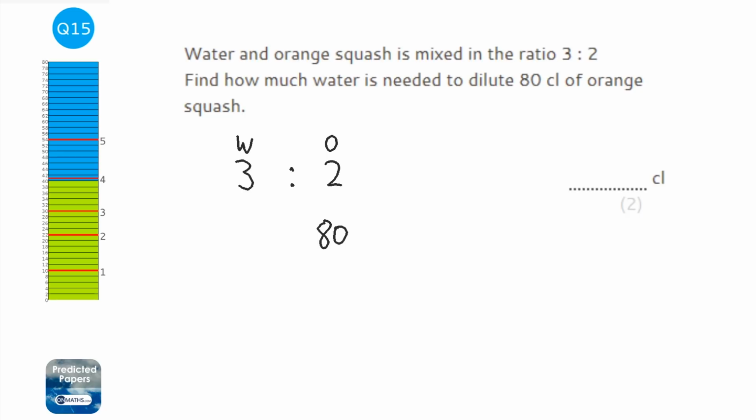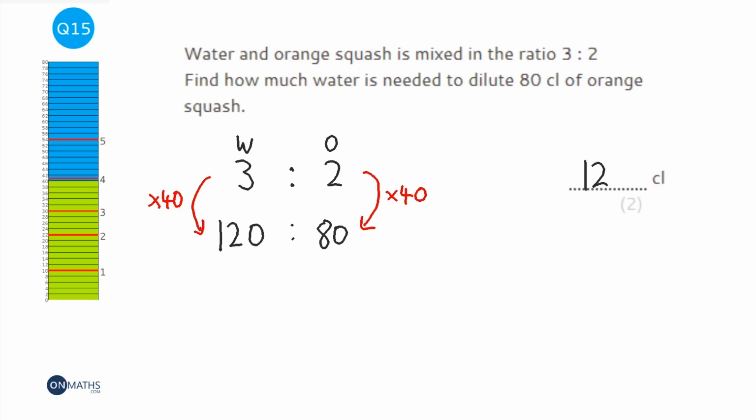So the first thing you need to think about is, how do you get from 2 to 80? Well, I could do 80 divided by 2, but I think we just know it's times 40. So whatever you do to that side, you have to do to this side. So we're going to have to times that by 40 as well. So we're going to do 3 times 40. I know 3 times 4 is 12. So therefore that's going to be 120. So it's going to need 120 centilitres of water to dilute the 80 centilitres of orange juice.